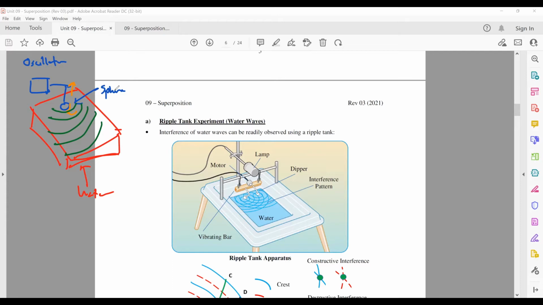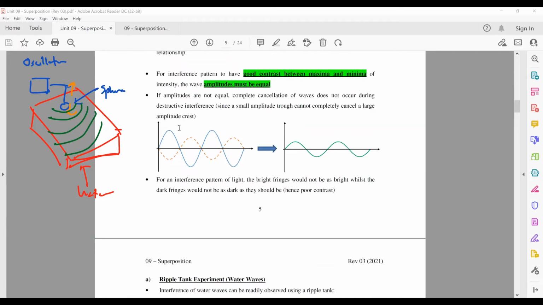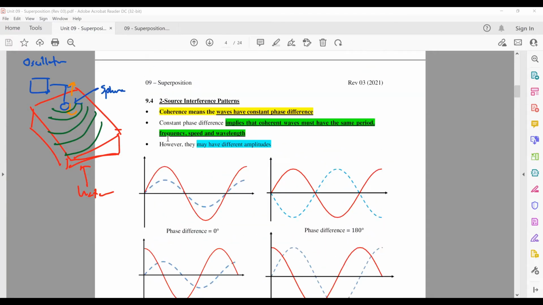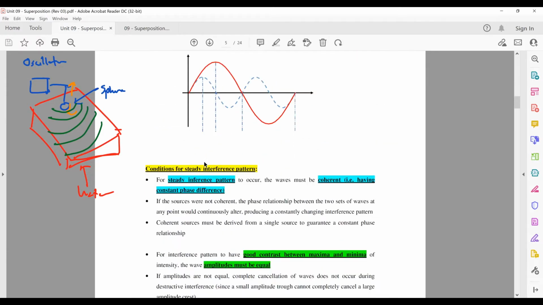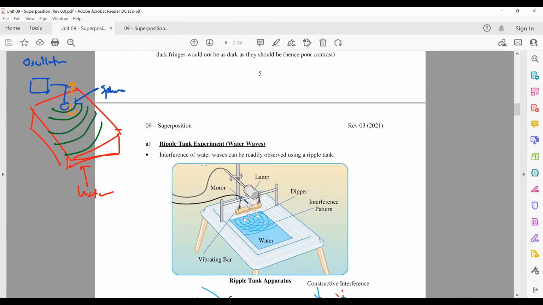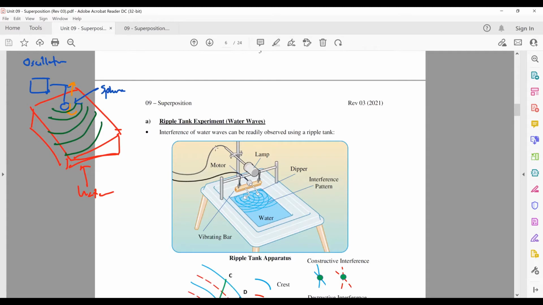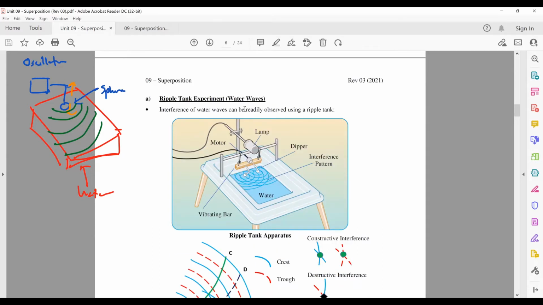The thing now here that we want to talk about is interference between two different waves. Hence the reason why this subsection is named two source interference patterns. What we want to know is what happens when two different waves from two different sources meet each other. The most simple example of two source interference is shown by your ripple tank experiment. Ripple tank experiment is meant to show interference between water waves. It's meant to show interference between two sources of water waves.